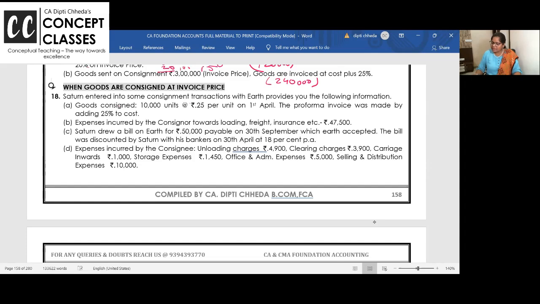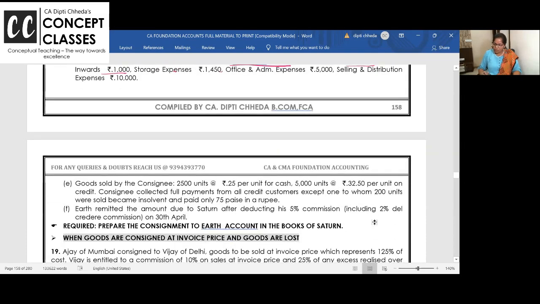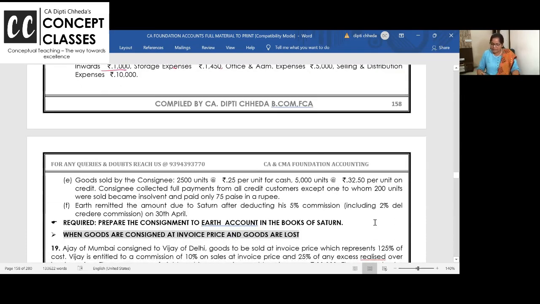Saturn entered into consignment. Goods are consigned 10,000. Pro forma invoice adding 25% to cost. Indicator, ma'am, equation is 125, 125. Expenses of consignor. Yes. Saturn drew the bill. They accepted. Expenses by consignee. Unloading charges, clearing charges, carriage. Bus. This much we will take for stock valuation. For writing the consignment account, to take everything. This same problem we have done without loading also. So you can compare that and this.